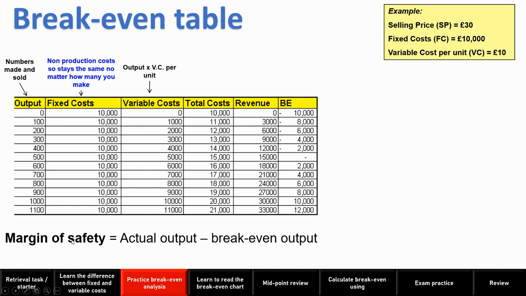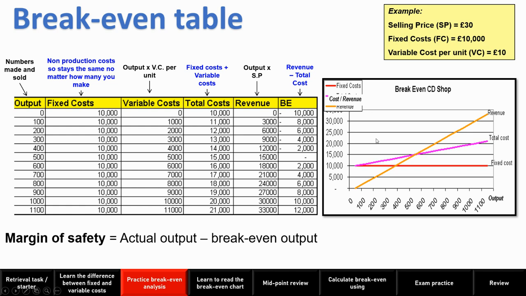Now, there's another concept here called the margin of safety. Because in real life, I don't really want just to break even. I want to do better than that. So the margin of safety is the difference between how many I think I'm going to sell, the actual output, and the break-even point. So let's imagine that I thought I was going to sell 800. Well, we only need to sell 500 to break even. So 800 minus 500 is a 300 margin of safety. I could be 300 desks out and I'd still be fine. I'd still break even.